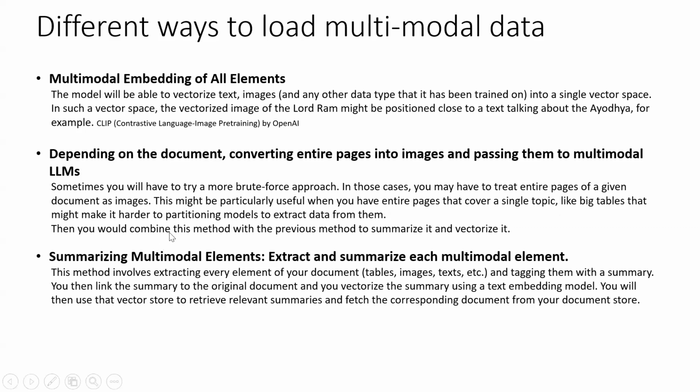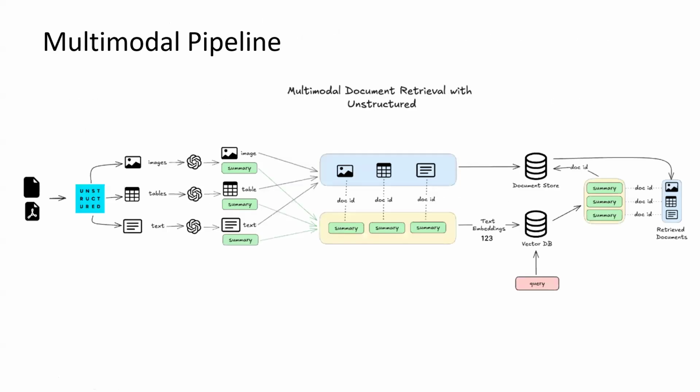And the third approach, which we will see in detail today, is summarizing multimodal elements: extract and summarize each multimodal element. This method involves extracting every element of your document. Let's say I have a PDF that has multiple tables, multiple images, and a lot of text, and tagging them with a summary. You then link the summary to the original document, and you vectorize the summary using a text embedding model. I think this will be more clear once I show you this diagram.